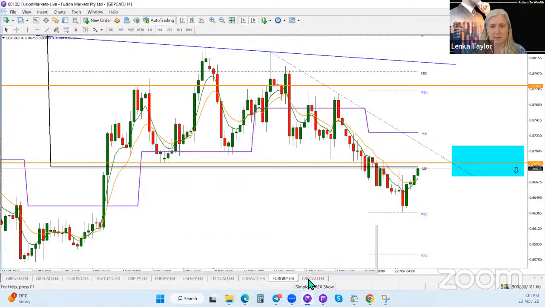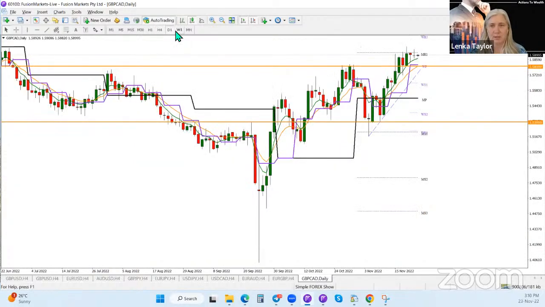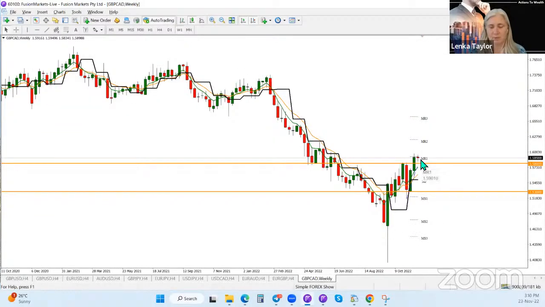And the last currency pair I'm looking at is GBPCAD. And GBPCAD I'm looking for short. So in terms of where we are, the direction of the current price action is actually up. So it would look like a long trade.